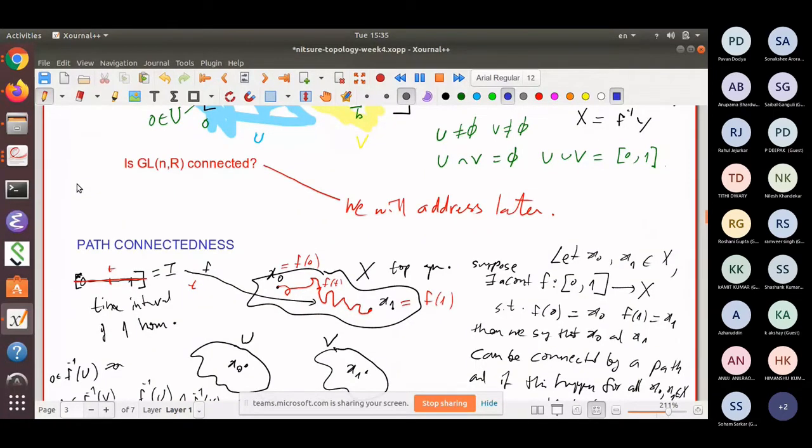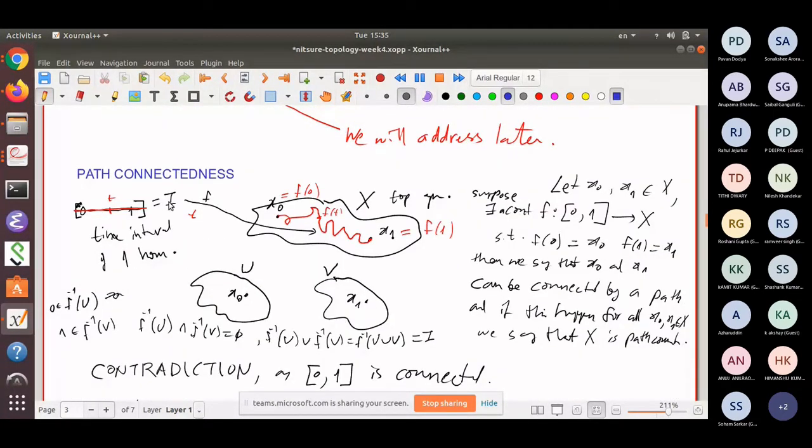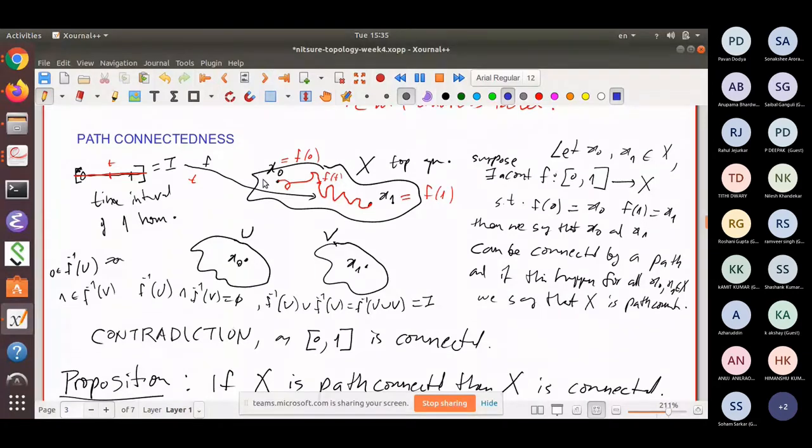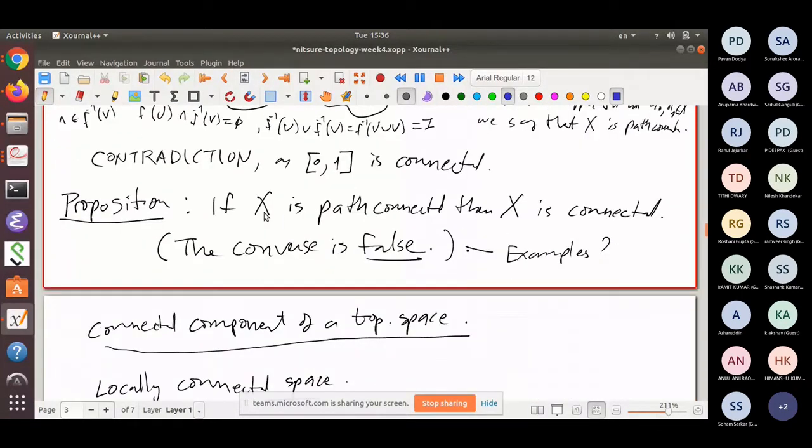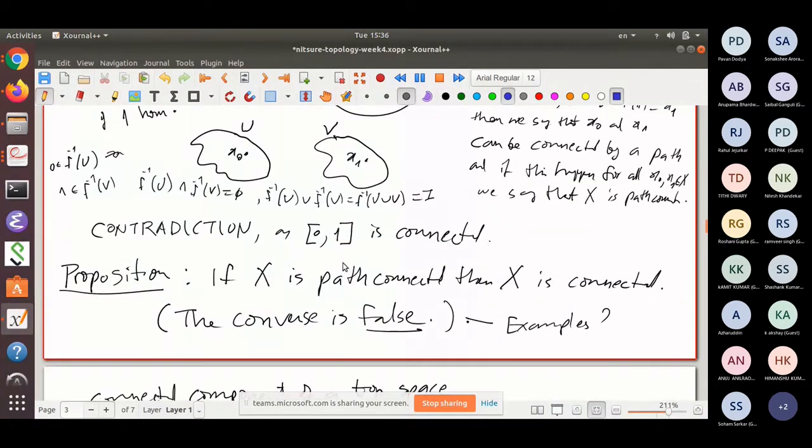Then we talked of path connectedness. Because the interval is connected, we can use it as our instrument to probe the connectedness of other spaces. That gives a new version of connectedness, a stronger one called path connected, which means given any 2 points, they can be joined by a continuous path. A continuous path is a continuous map from the interval into the space. We also gave a proof here that path connected implies connected, but I told you that the converse is false, and I asked you for examples.